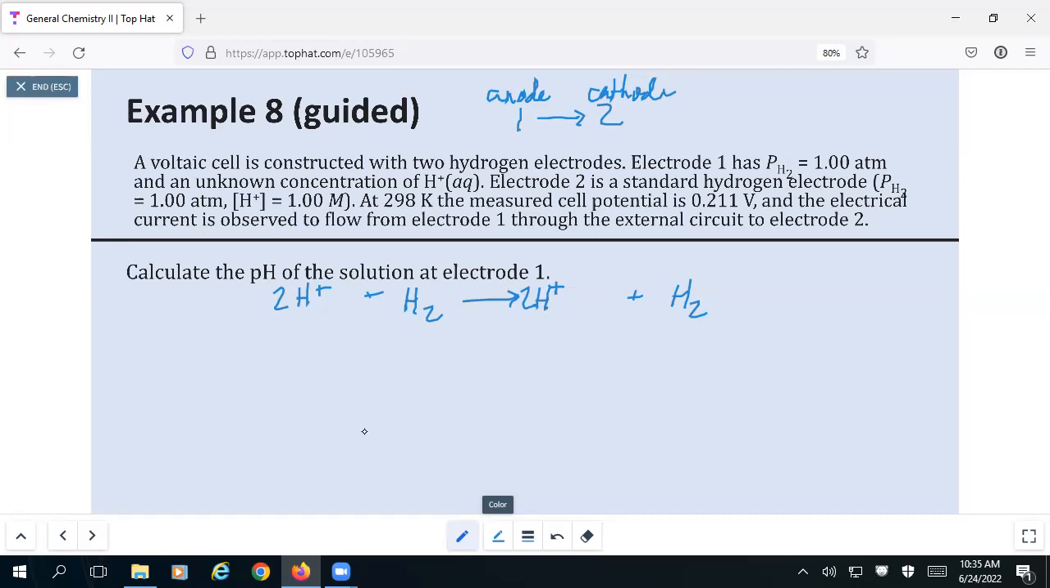At the cathode, we would see the hydrogen ion turning into hydrogen gas, because remember, reduction occurs at the cathode. So a +1 turns into a 0. That's reduction. That's got to be our cathode. Which means that the hydrogen has to turn into hydrogen ion at the anode.